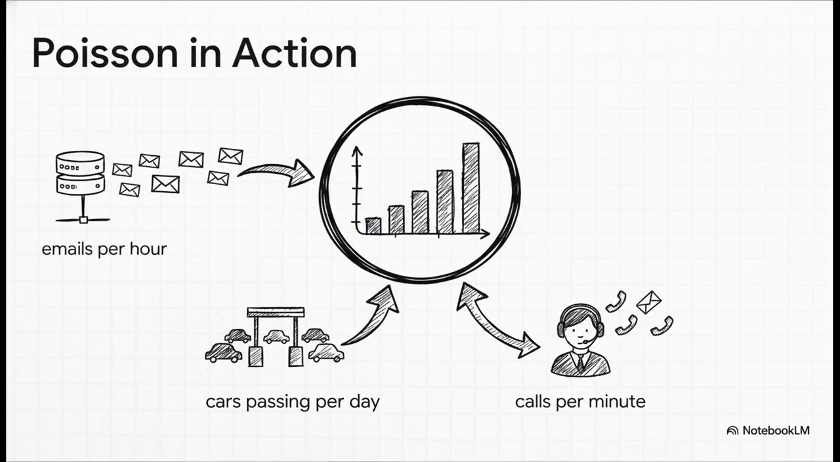And the business applications for this are huge. How many emails will your server have to handle in the next hour? How many call center agents do you need staffed at 3 p.m.? The Poisson distribution helps businesses predict demand, which is all about matching your resources to that demand, and that is a core challenge for any service business.